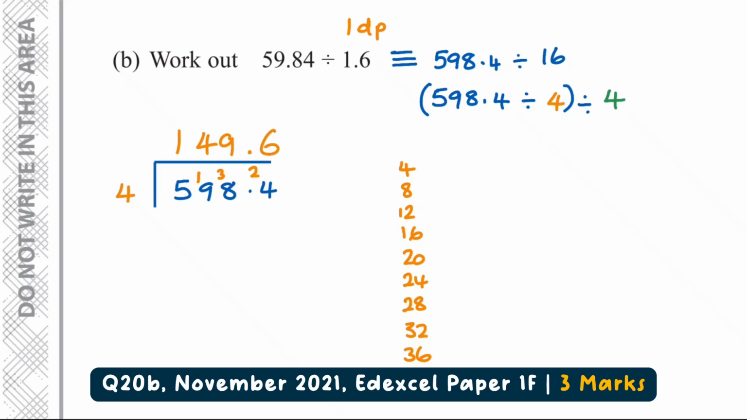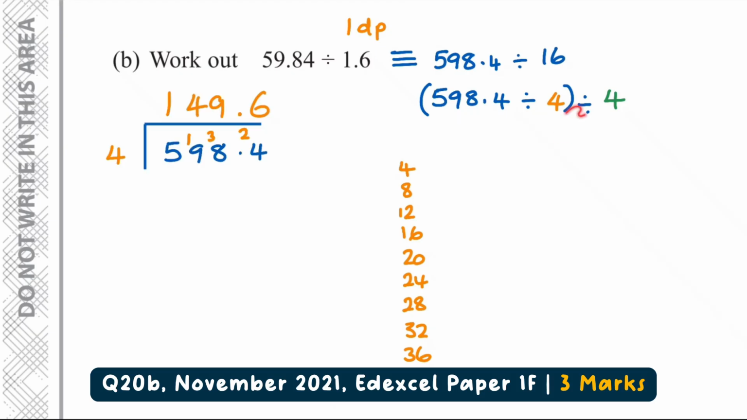Notice this time we don't have any remainders, so we've completed this part of our division. So the answer to this bit is 149.6, and we're going to divide this by 4. So once again, I'm going to set up my bus stop. So here's the bus stop shed. This time my dividend is 149.6, and that goes under the bus stop. And my divisor is 4, and that goes outside the bus stop.